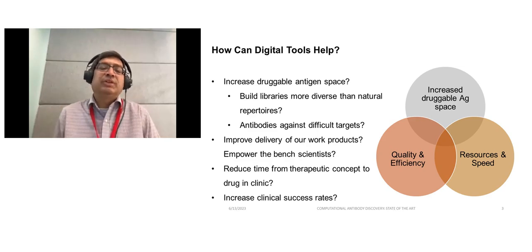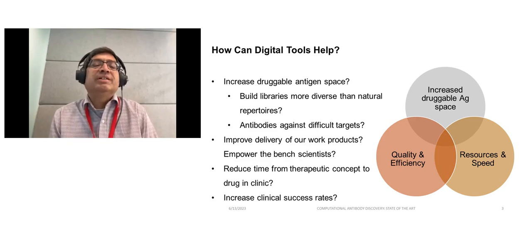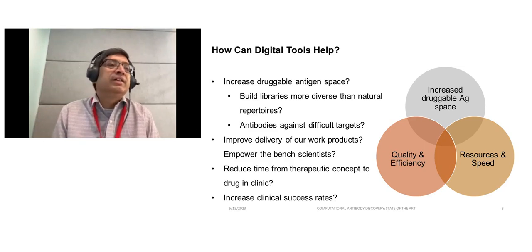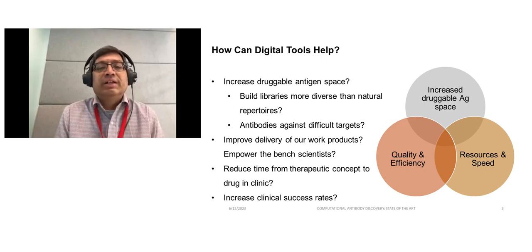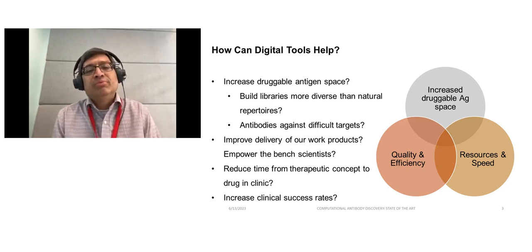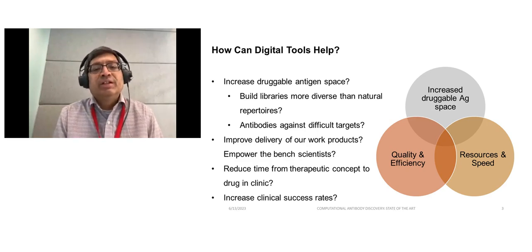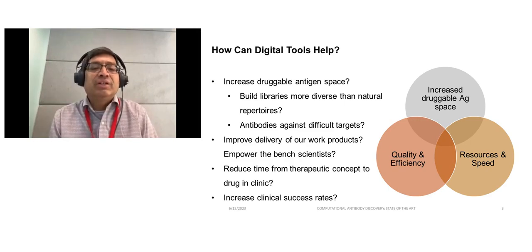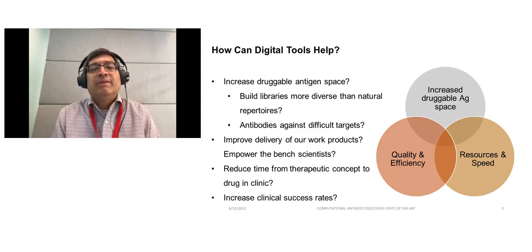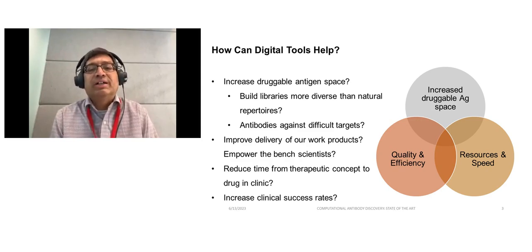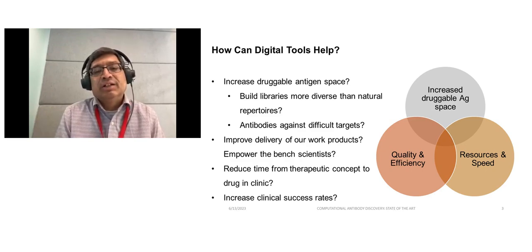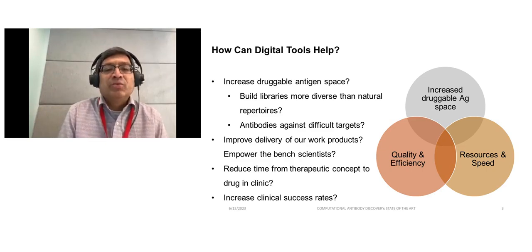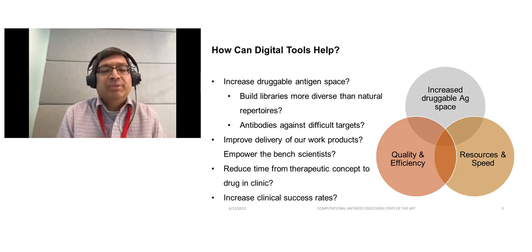If we think in those terms, the question is, what is the excitement? What can the currently available digital tools help us with? I think the first important part is, can we expand the druggable antigen space? Can we build antibody libraries? Can we build repertoires against novel targets that are hard to develop antibodies against in conventional ways? I think this is where a lot of the therapeutic value of the current excitement lies in my mind.